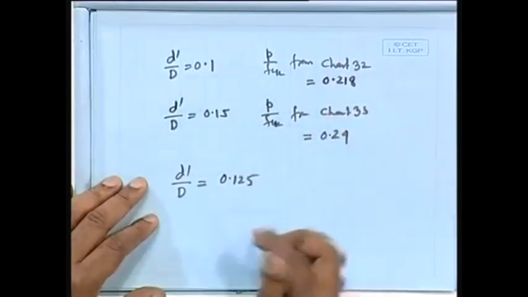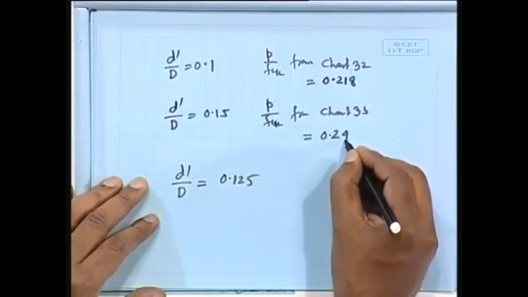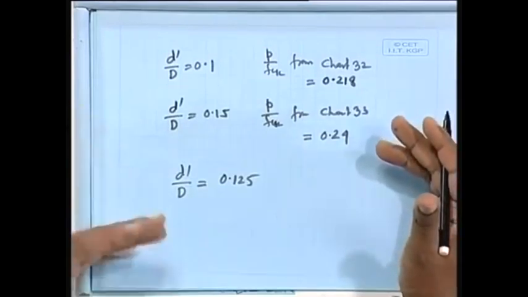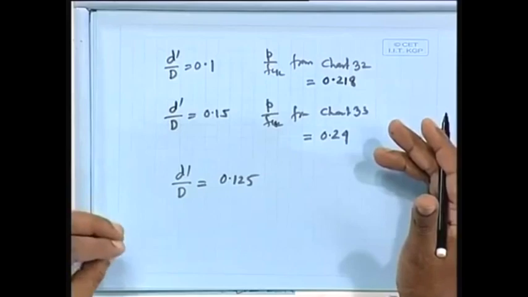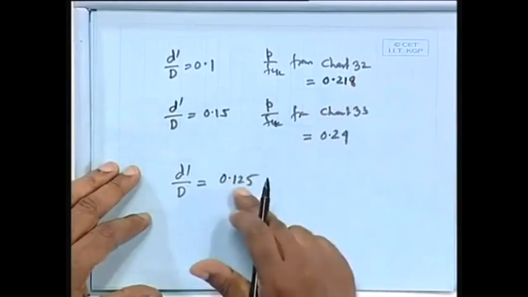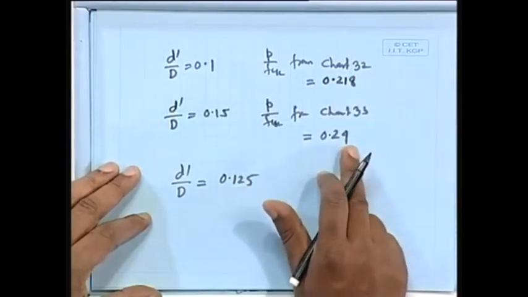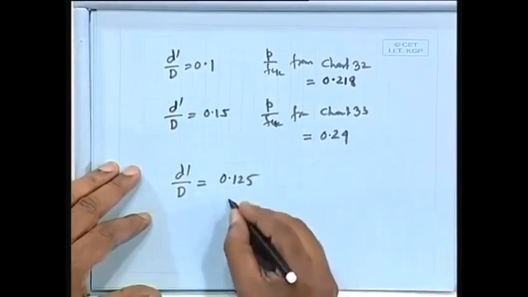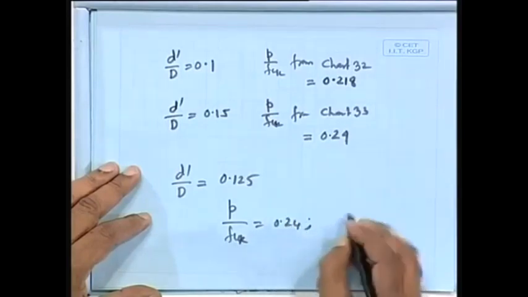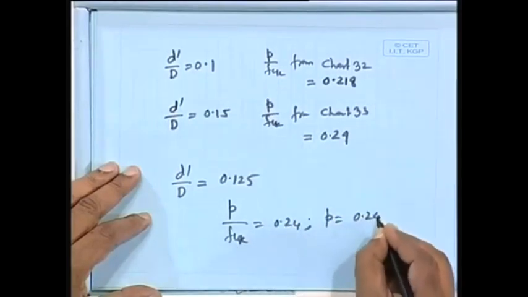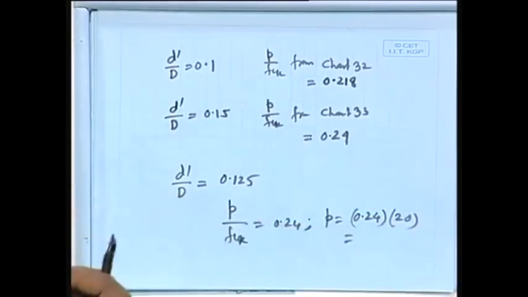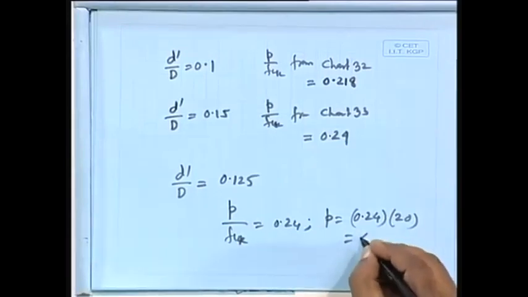So let us take this one itself. Let us not interpolate. So let us take this particular chart 33, because we will be on the conservative side, as we are not doing an interpolation. So we are just simply taking d dash by d 0.15. So we shall always take the higher one, and then we shall get that 0.125. So let us find out how much we are getting. It is 0.24. So p by fck equal to 0.24. Therefore p will be equal to 0.24 times 20, which comes as 4.8.